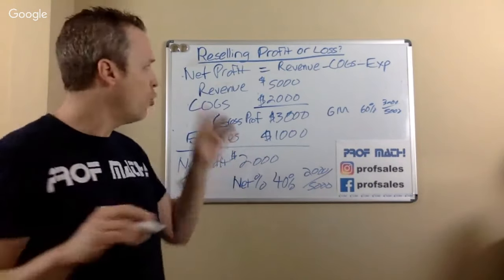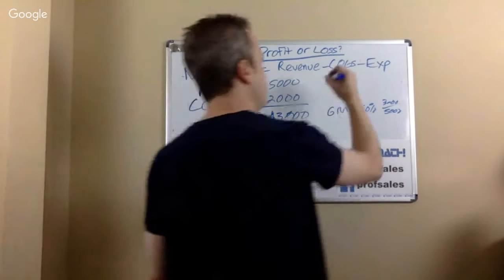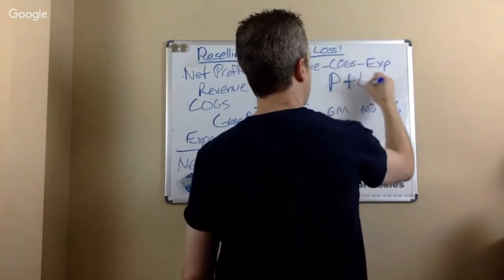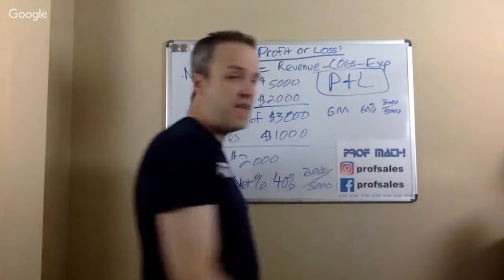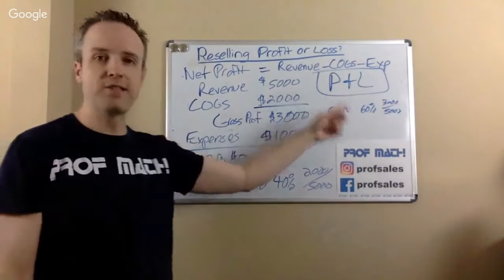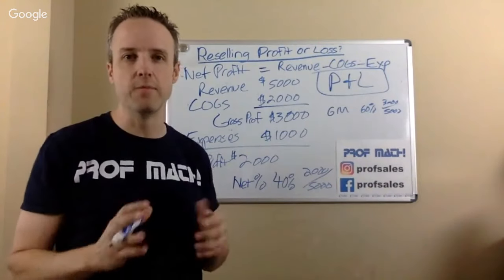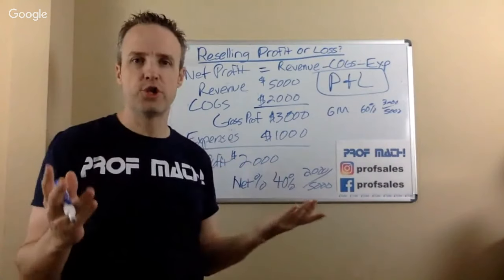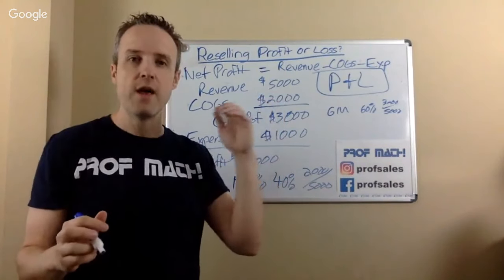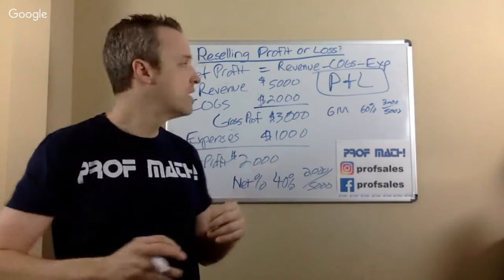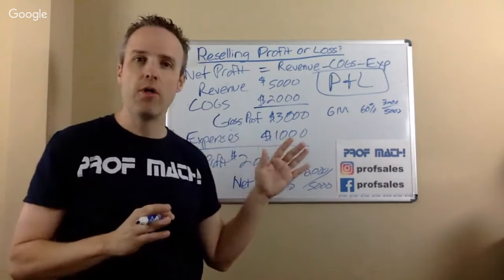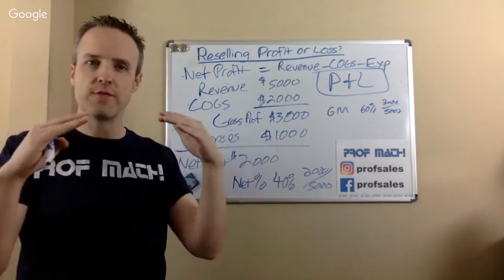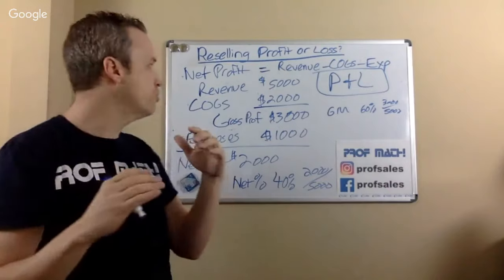So what I've just walked you through here, guys, is what's called a P&L, profit and loss statement, or sometimes called the income statement. It's a tool that you can use to track your business on a weekly, monthly, quarterly, yearly basis. And it's something where you can tell how your business fluctuates over time, and you can press certain levers to improve it.